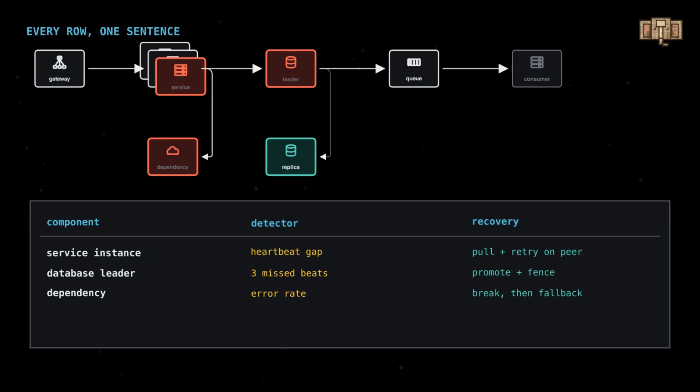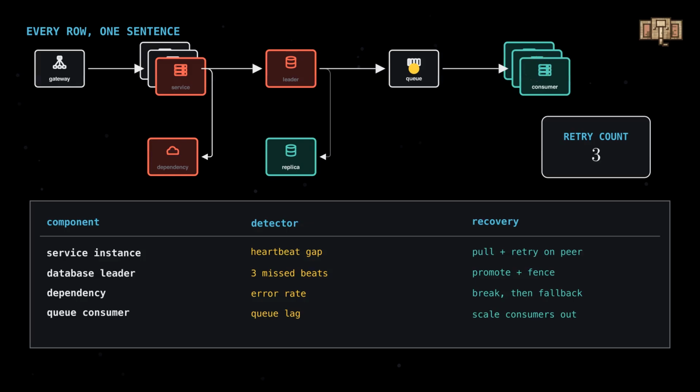2 rows to go, and they're the quiet ones. The queue's consumer stalls. No crash, no error. The backlog just grows faster than it drains. Lag is the detection, alarmed well before it threatens the retention window. The recovery. Scale the consumers out and the backlog drains. Row 4.